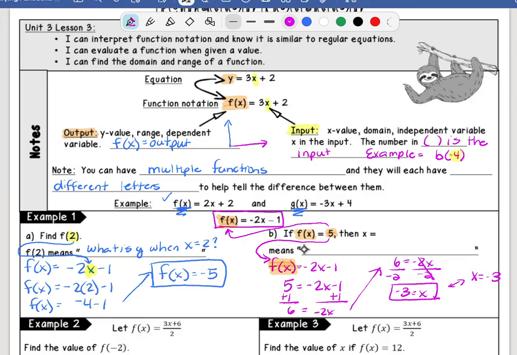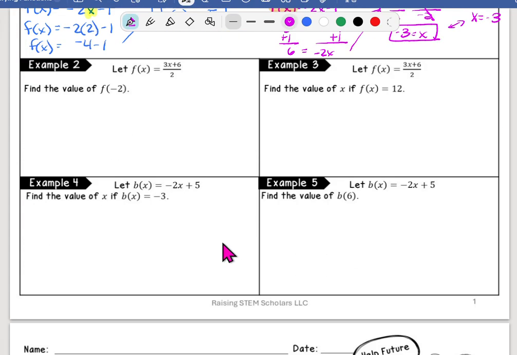Alrighty, so what does this mean? So if we say f of x equals 5, then x equals whatever, all this means is if y is 5, then x equals, what? That's all it's saying. Okay, we just happen to write it fancy style. That's it. Function notation is just fancy style way of writing equations.